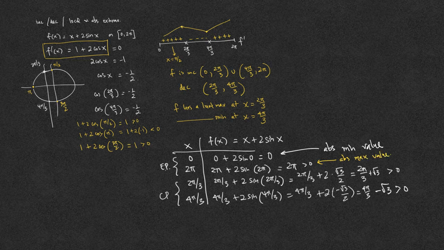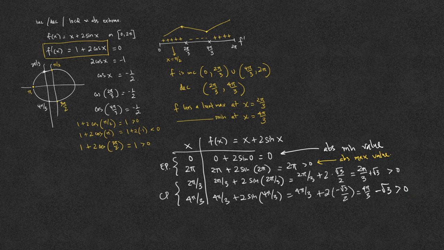How do we know that 2 pi is the largest out of these three? Pi is approximately 3.14, and so this is about 6.28. 2 pi over 3 plus root 3 is approximately 2 plus root 3. Root 3 is 1 point something, and so this is less than 4. The other is about 4 minus something, so it is less than 6 for sure.